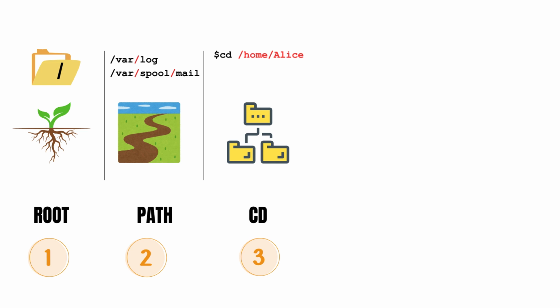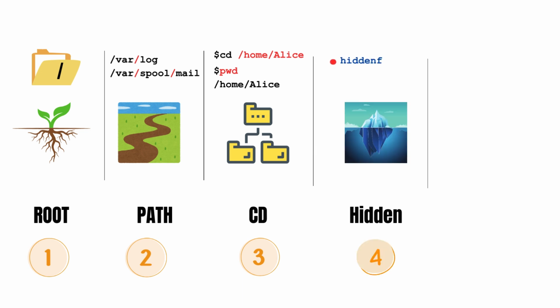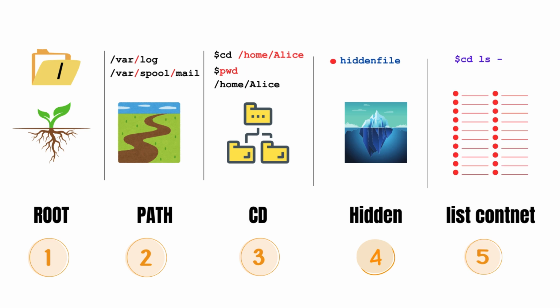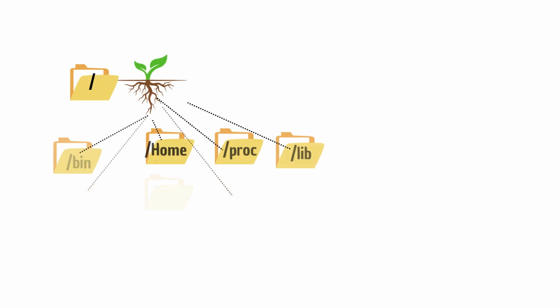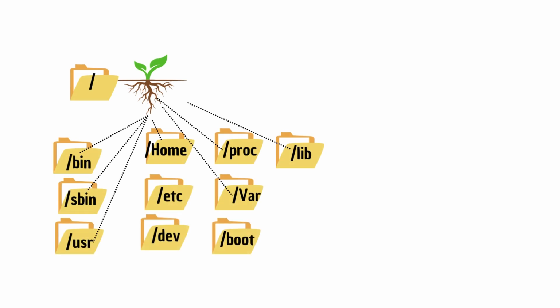Also, you can use the present working directory pwd command to check where you are in the directory hierarchy at any time. Number 4. A dot before the file name represents the hidden files in Linux. Number 5. You can use the ls command to view the content of the directory. Now let's review the most important Linux directories.